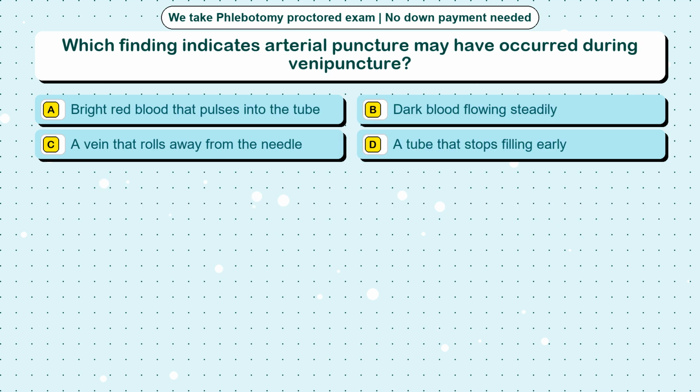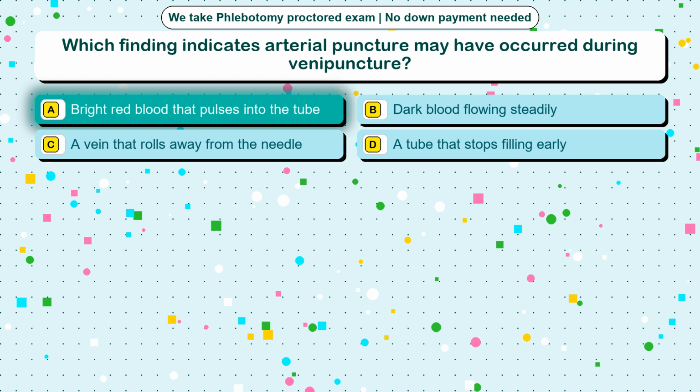Question 45. Which finding indicates arterial puncture may have occurred during venipuncture? Option A. Bright red blood that pulses into the tube. Option B. Dark blood flowing steadily. Option C. A vein that rolls away from the needle. Option D. A tube that stops filling early.